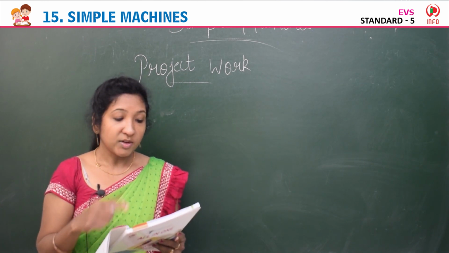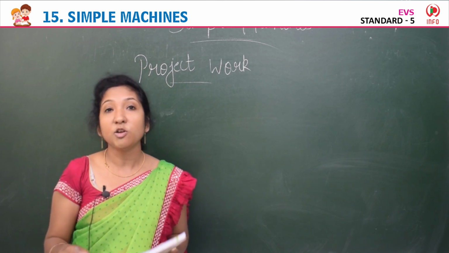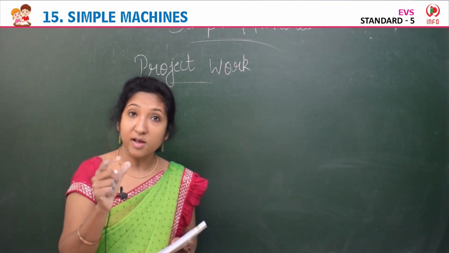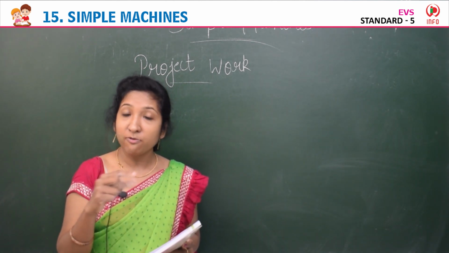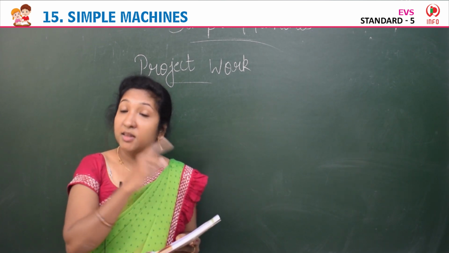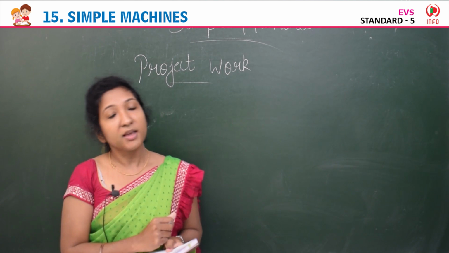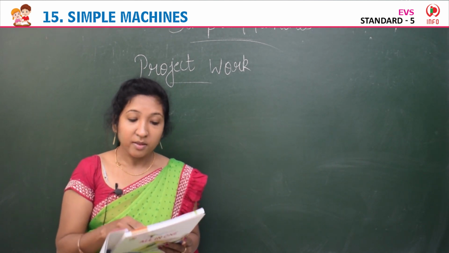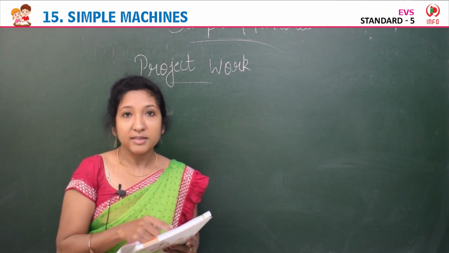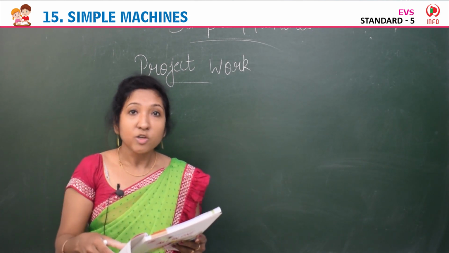Now the next one is make models of simple levers and display them on the school notice board. Before I told you to draw a simple lever marking the parts of load, fulcrum and effort, isn't it? So there it was drawing, now you have to make a model of a lever. Try to make a model by yourself. You can search the internet on how to make a lever in a simple way. And you can display it on your school notice board.